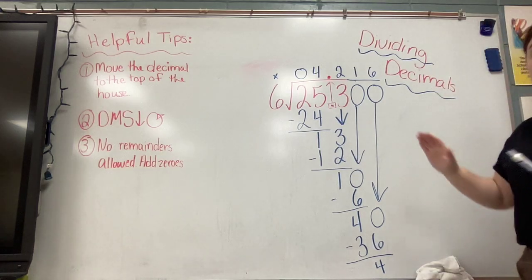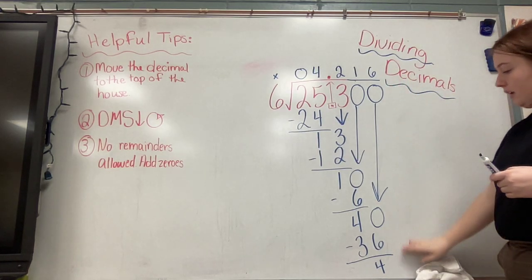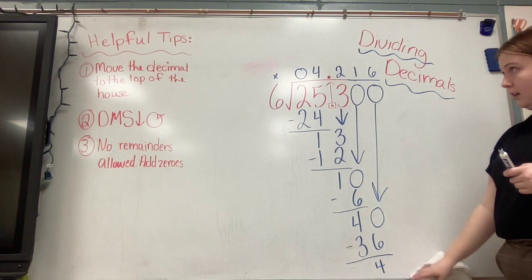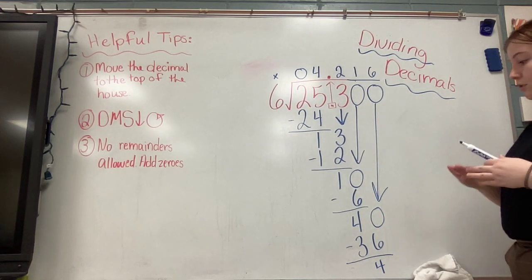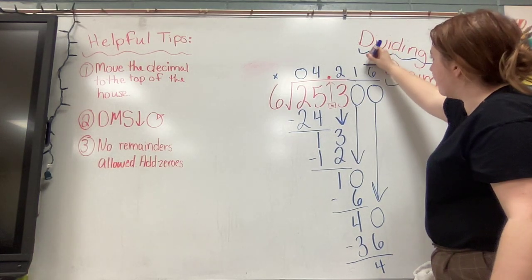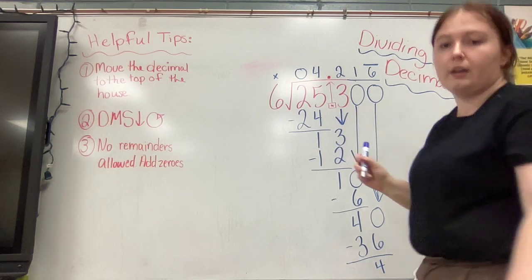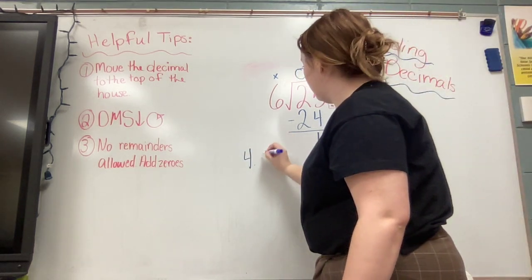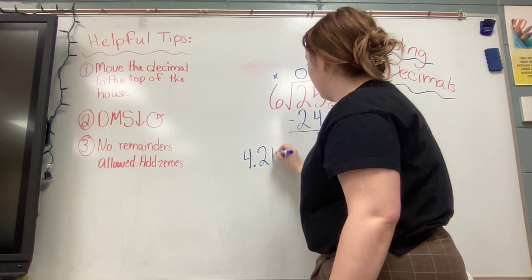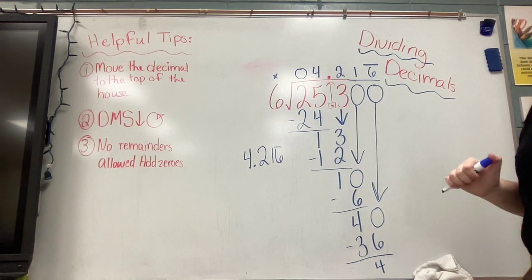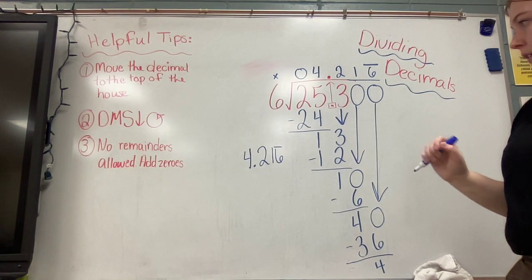Okay, so when we get to this point, we see that we keep repeating 4s. It's just going to keep repeating. So we're going to stop and we're going to add our little repeating sign that we learned in class before. So my answer would be this, with a repeating sign: 4 and 216 thousandths.